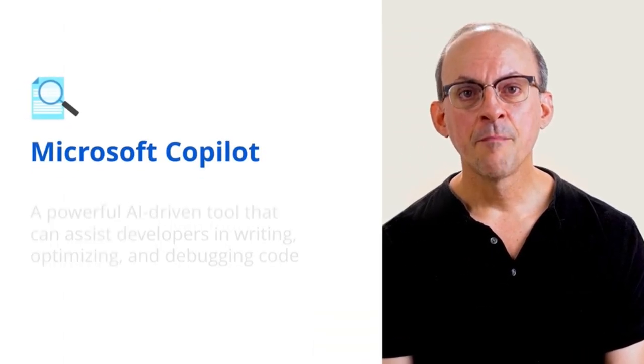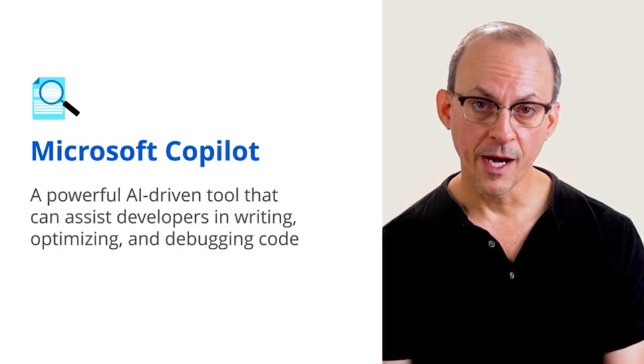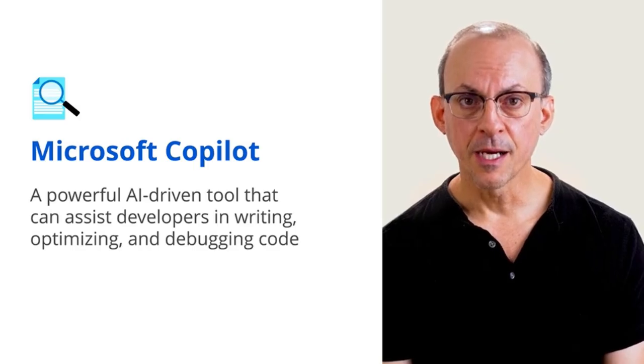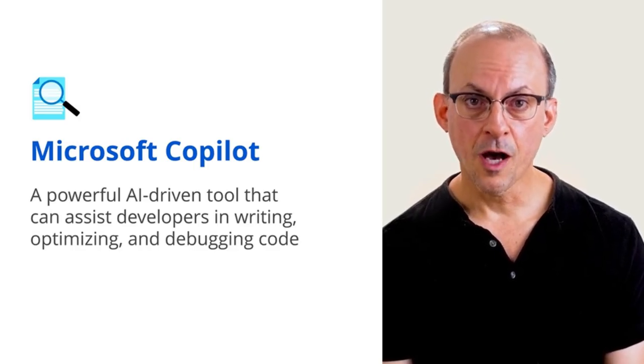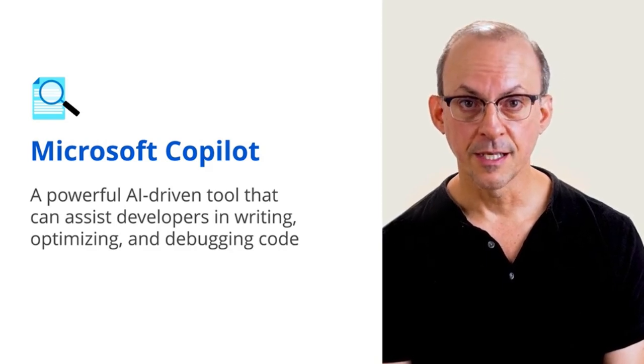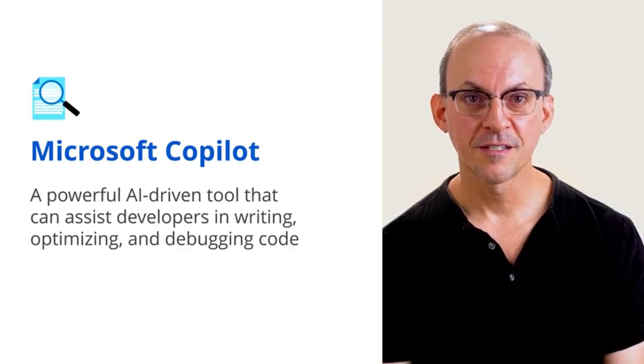In today's rapidly evolving tech landscape, artificial intelligence plays a key role in making development more efficient and intelligent. That's where Microsoft Copilot comes in. Microsoft Copilot is a powerful AI-driven tool that can assist developers in writing, optimizing, and debugging code. In this course, you'll leverage Copilot as a thought partner and a code-generating assistant, helping you solve problems, generate code snippets, and enhance your projects.